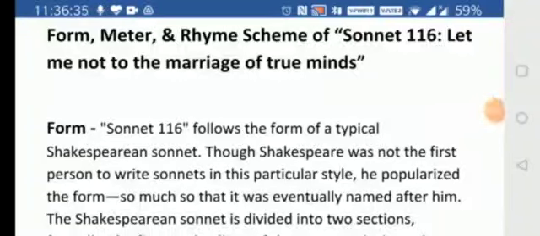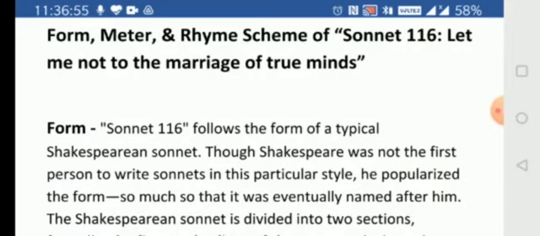In this lecture, we will look at the form, meter, and rhyme scheme of Sonnet 116, Let Me Not to the Marriage of True Minds. First, the form.